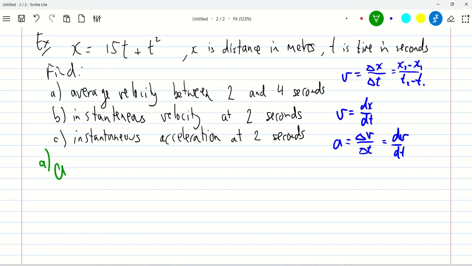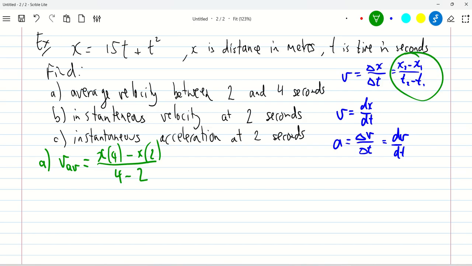So the average velocity, I'll write VAV, is equal to x at 4 seconds minus x at 2 seconds over 4 take away 2. So there's the rate of change formula: x2 minus x1 over t2 minus t1. Okay, so let's do some calculations.